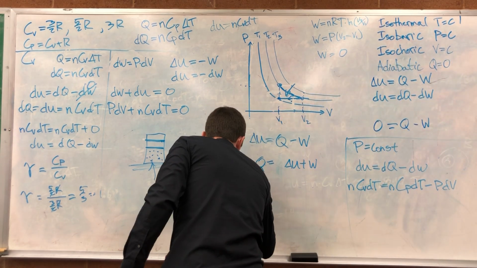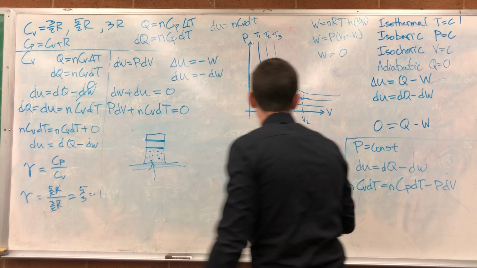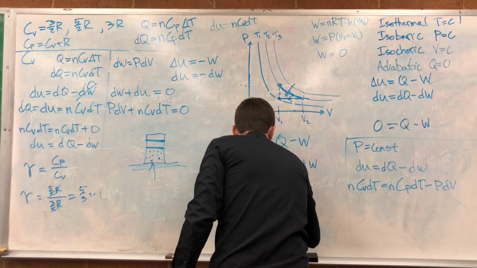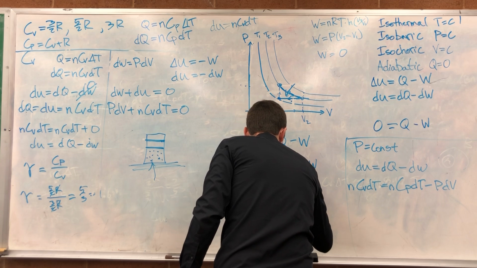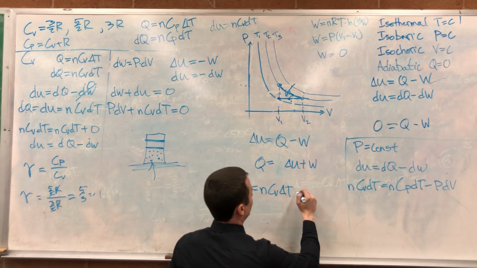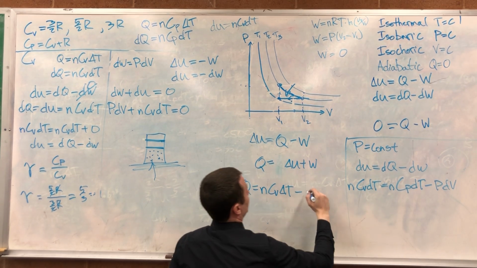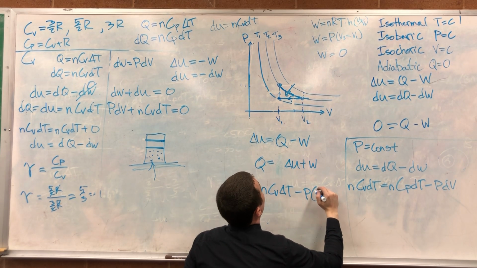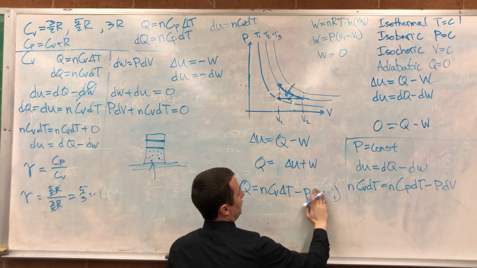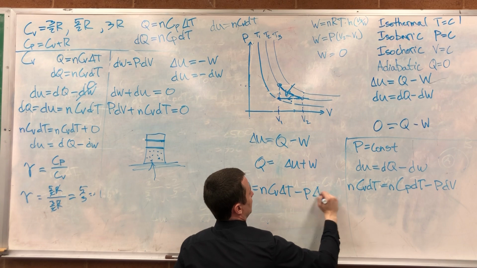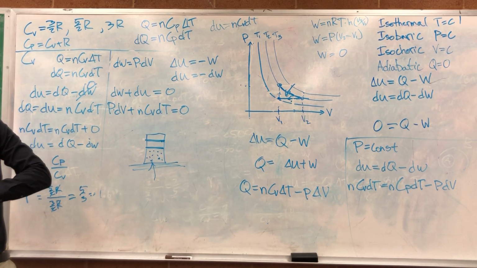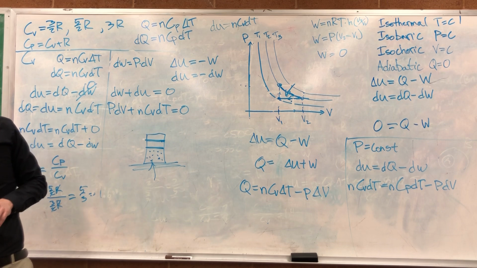So Q, let's just write it all the way out if we want. Q, in this case, is equal to nCV delta T, whatever our change in temperature is, minus P V2 minus P V1, or P dV if we delta V. That's how much heat we need, that's our heat. Where our delta T is also negative.